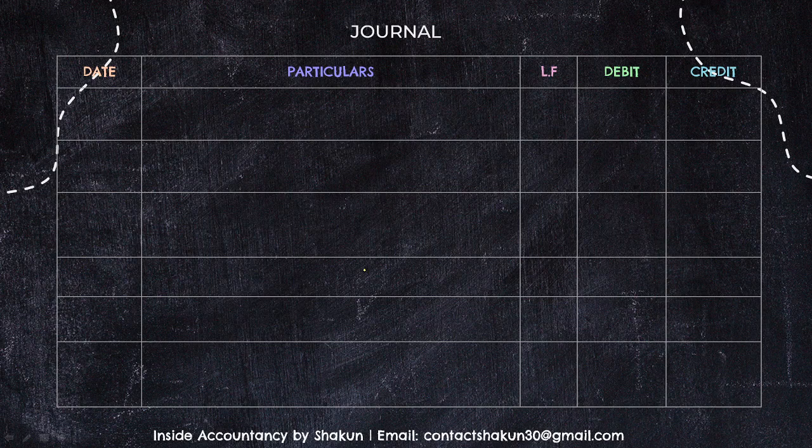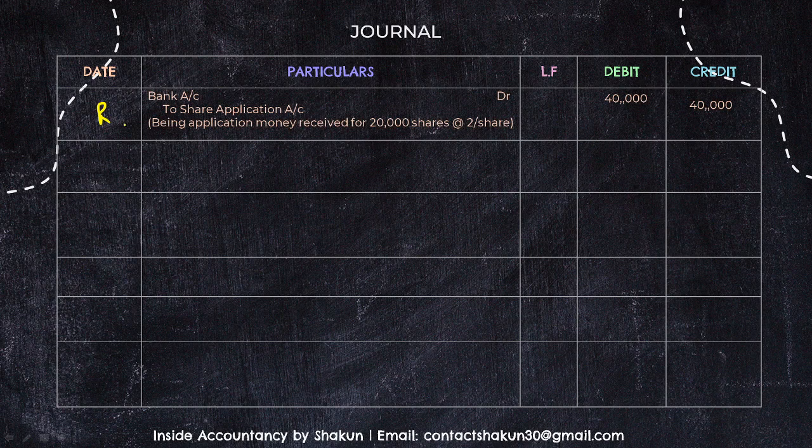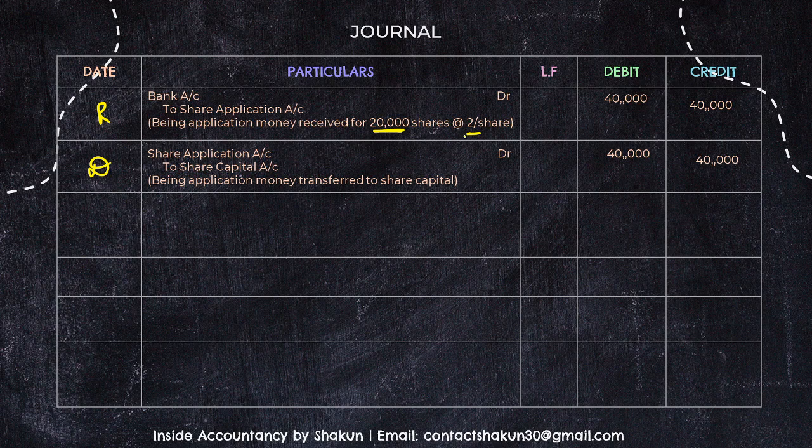So now let's move to the journal entries. Our first entry will be the receiving entry, bank account DR to share application 40,000. How 40,000? Because we had issued 20,000 shares at the rate of 2 rupees on application, that's 40,000. Then we pass the entry for due. So share application account DR to share capital, the same amount is transferred to share capital.